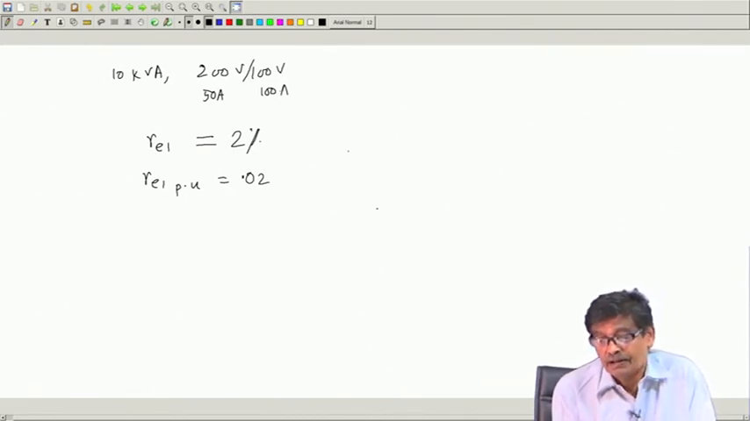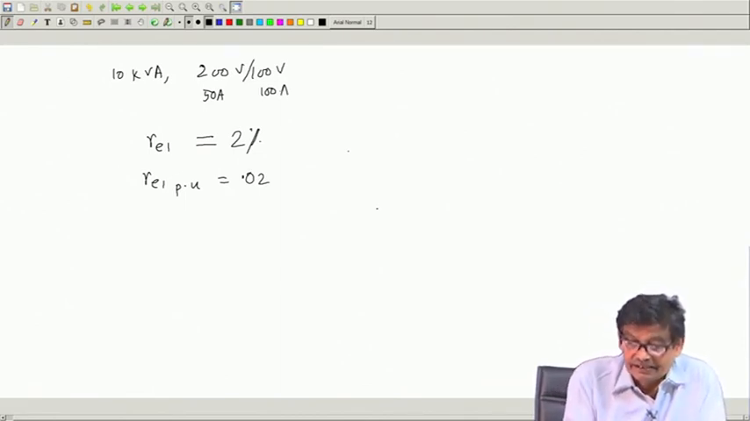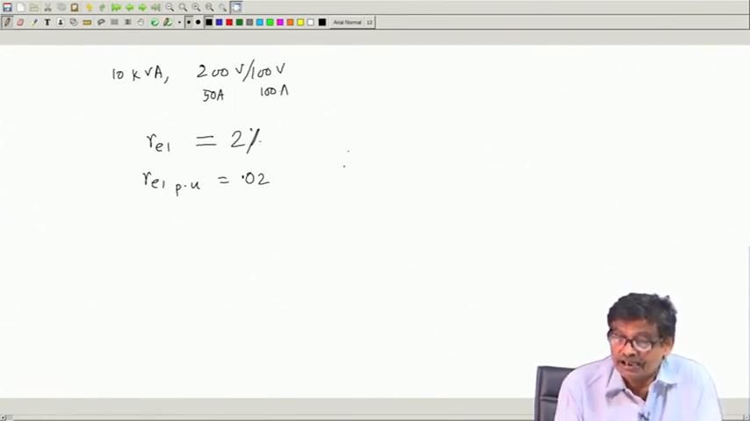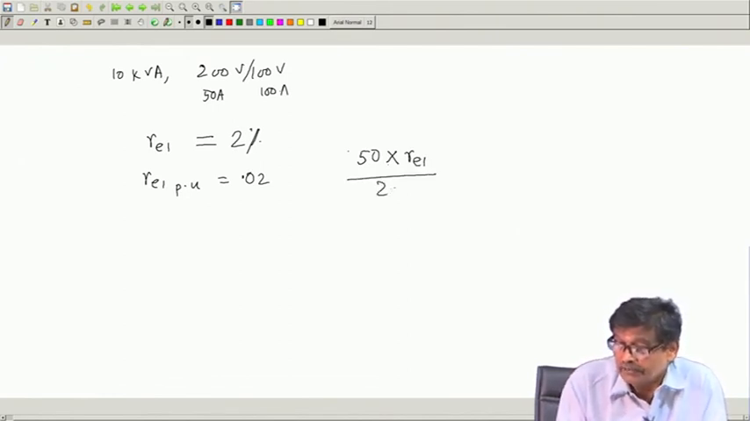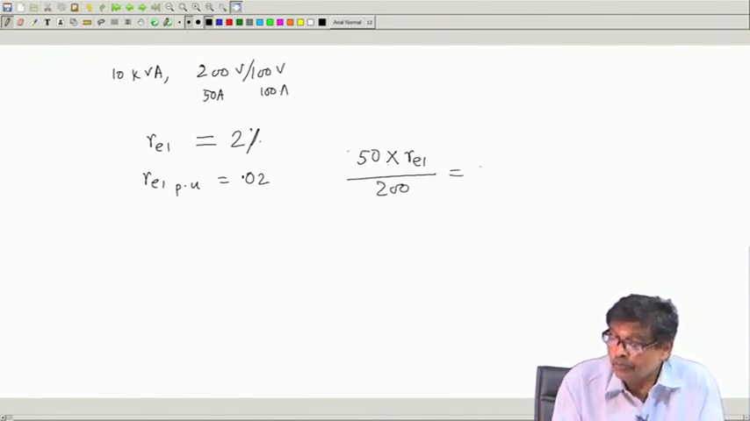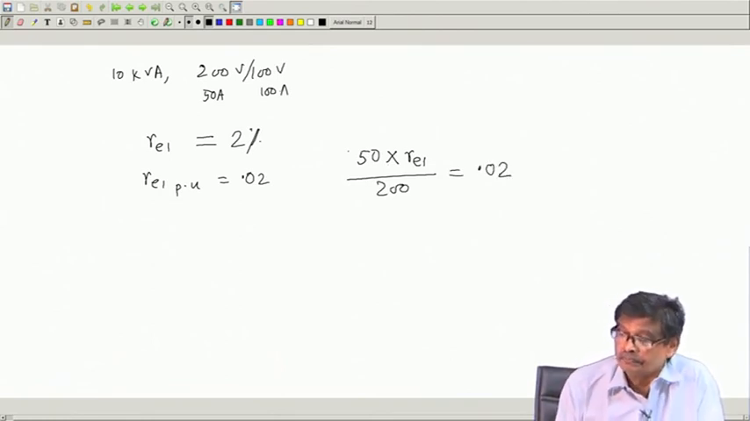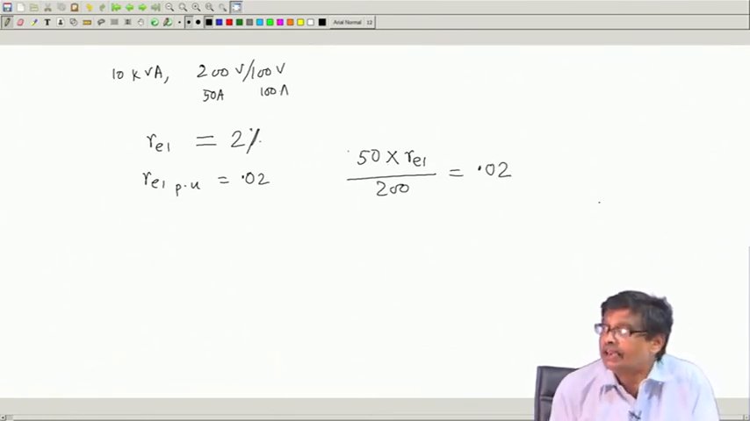Then what are the absolute values of Re1 I want to calculate? I will say the rated current of this side is 50, so 50 into Re1, the actual ohmic value, divided by 200 is your 0.02, from which Re1 can be calculated. Are you getting it? Similarly with Xe1.